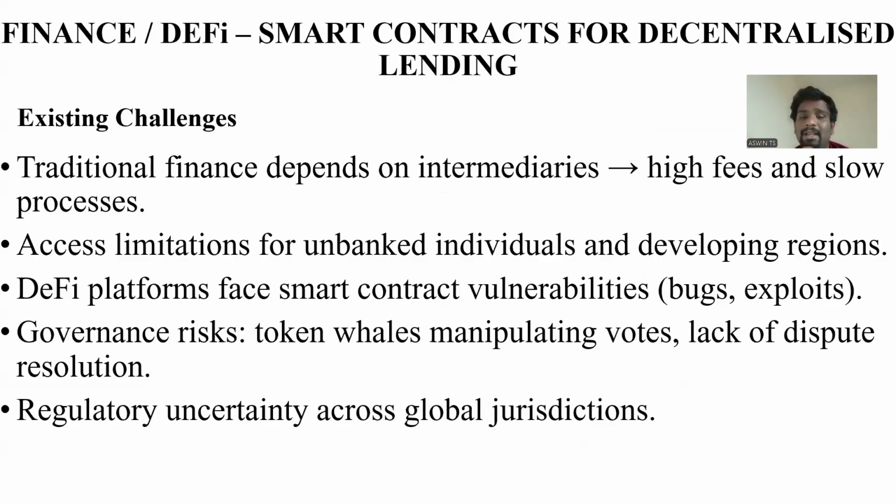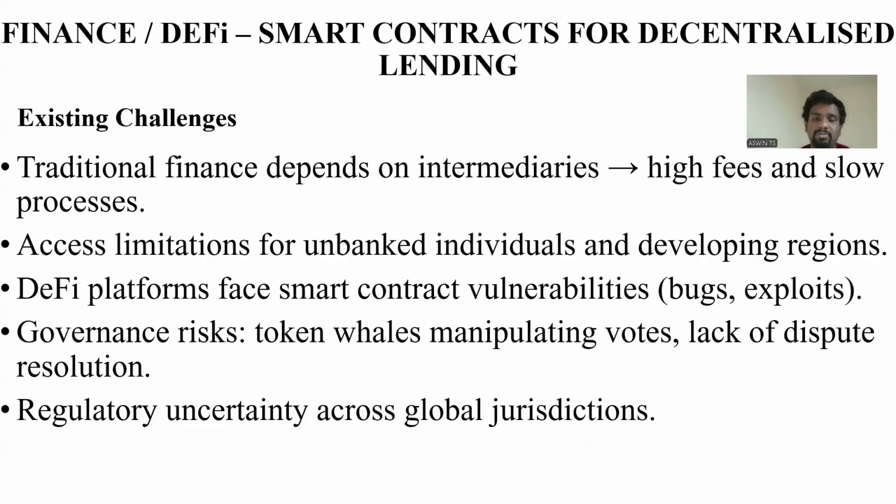On the DeFi side, there are challenges too. Smart contracts can have bugs, and exploits can cause major losses. There are governance risks where large token holders may influence voting decisions unfairly, and globally, regulations for DeFi are still unclear, which creates uncertainty for developers and users.